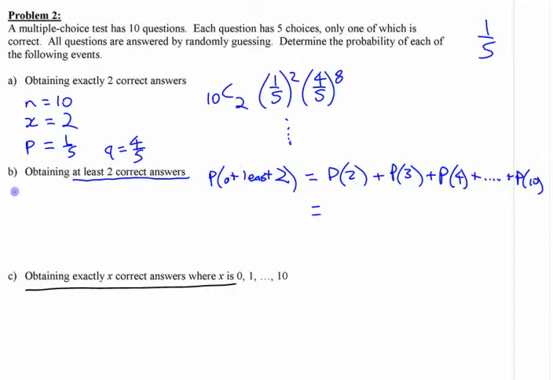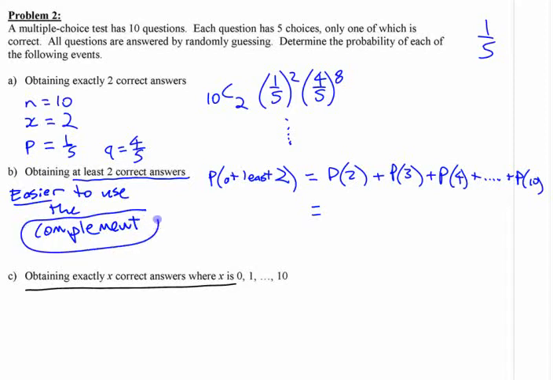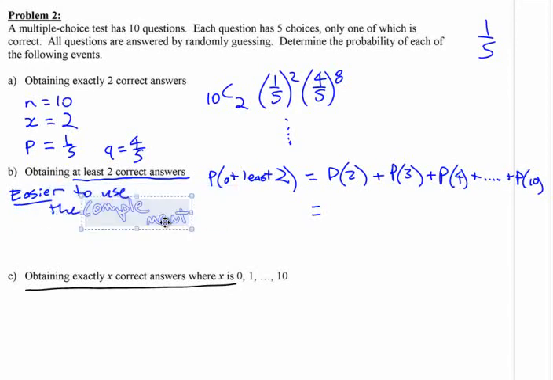There's an easier way to do it. What's the easier way here? Yeah, easier to use the complement. What's the complement of this? 0 and 1. If you can work out 0 and 1, it's only 2 cases, right? The complement has 2 cases involved.